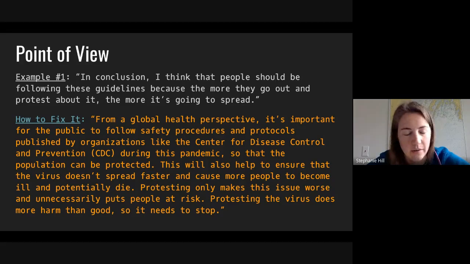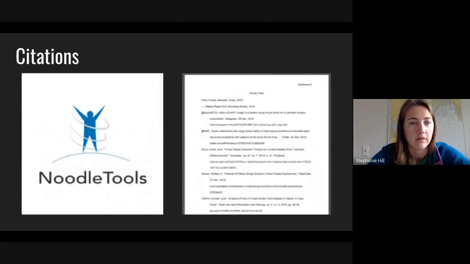Notice, I know that was kind of long, but in my version of that student's writing, I never used I, I never used you. I just stated things like they were facts, even if they were opinion, like this: protesting only makes this issue worse and unnecessarily puts people at risk. Now, I'm sure I can ground some of that in science, but some people might not agree with me and say, actually, protesting doesn't make it worse, it makes it better because they're voicing their opinion. So it's kind of a crafty technique in your writing. The other thing I want to point out, citations.